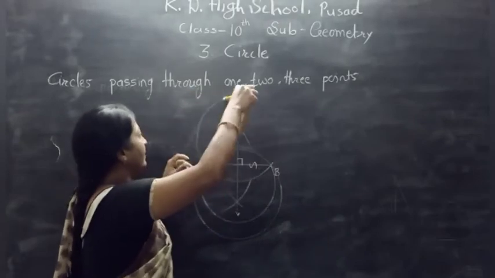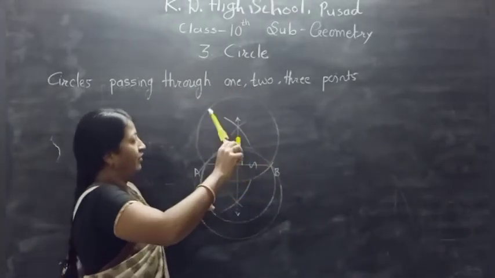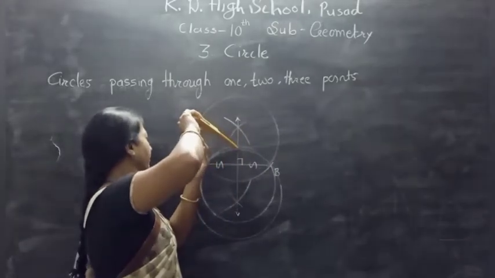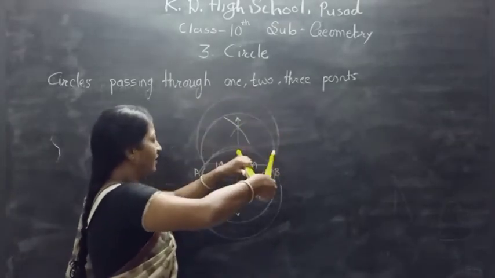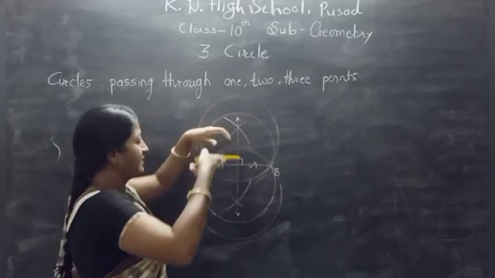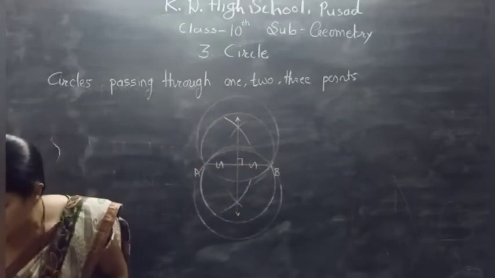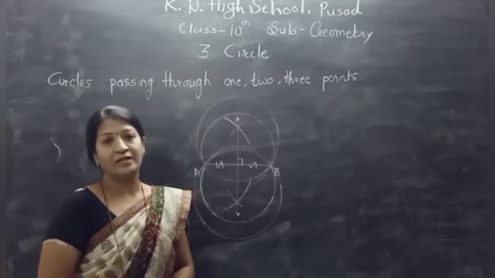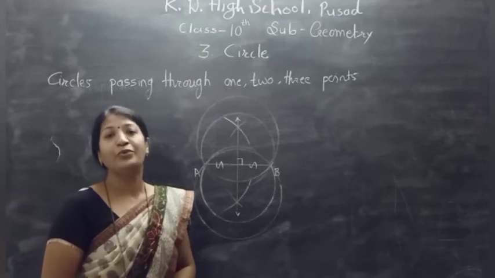So how to construct it? I show here the activity. Maybe the question for 2 or 3 marks: draw the infinite circles passing through the two distinct points. So what is the answer? How many circles can be drawn through the two distinct points? So infinite circles can be drawn through the two distinct points.